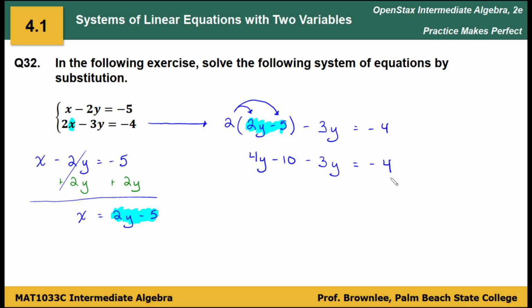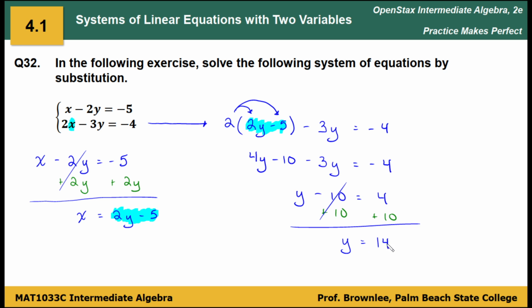We will combine like terms on the left, so 4y minus 3y is 1y, or in other words, just y. Minus 10 is equal to 4. And then, of course, to get the y all by itself, let's add 10 to both sides. And so what we now have is y is equal to, and 4 plus 10 is 14. So we just solved for y. We now know what the actual numerical value of y is.